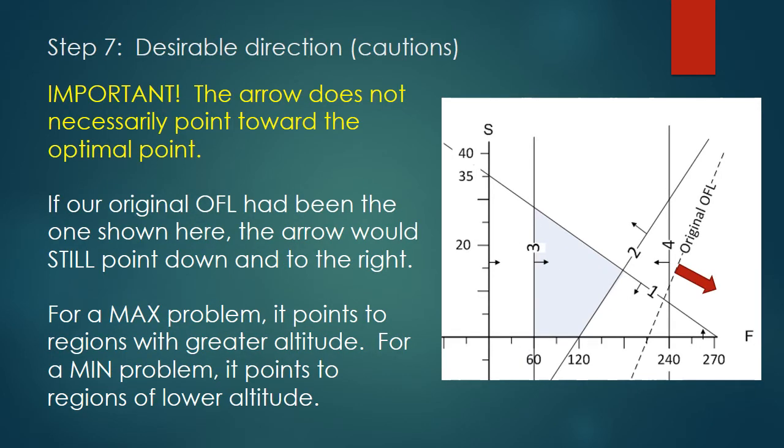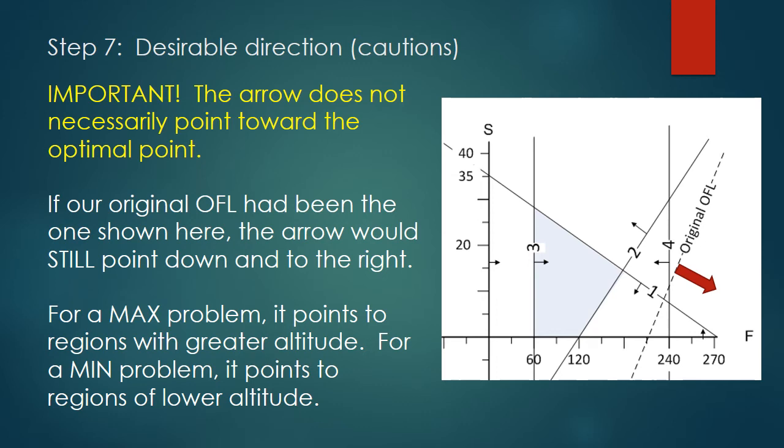We're going to say more about that optimal point in just a moment, but I do want to warn you about something that can at least apparently go wrong when you first start. Suppose that you drew your original OFL and it appeared like the one in this picture. As you can see, it doesn't cross across the feasible region. Many people will be tempted to figure that the arrow would have to point the opposite direction because the arrow, they think, is pointing to the optimal point.